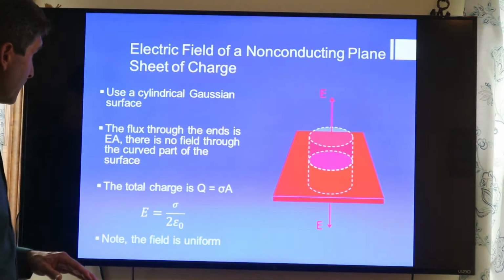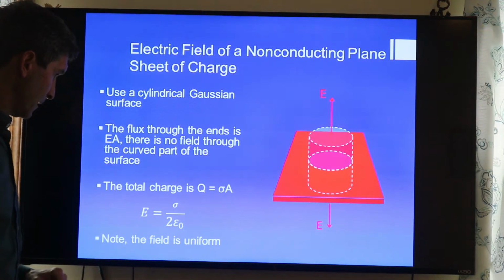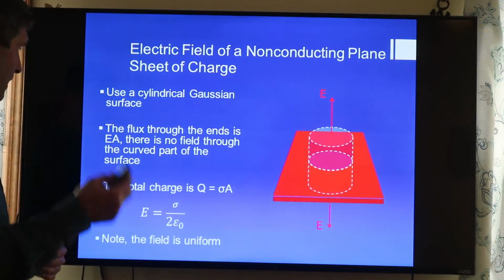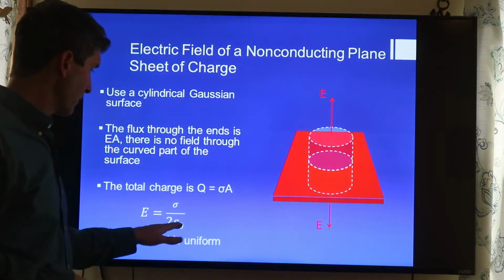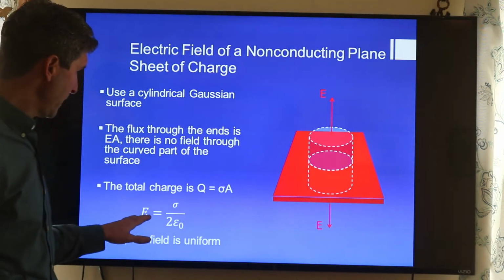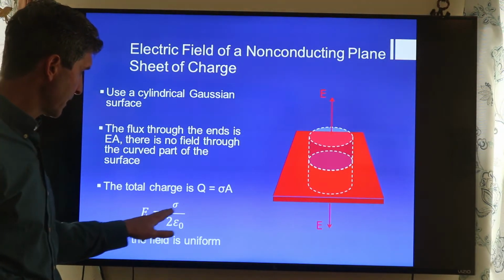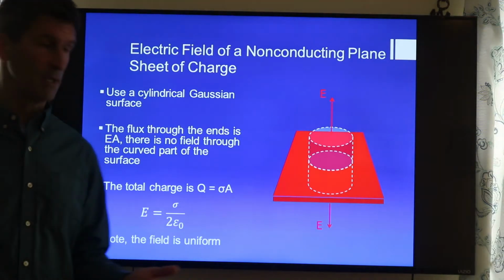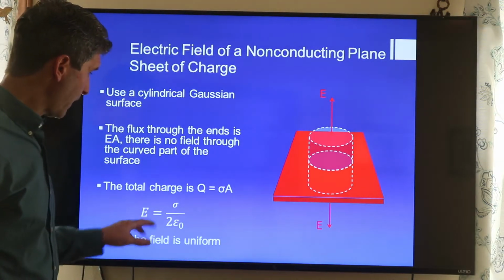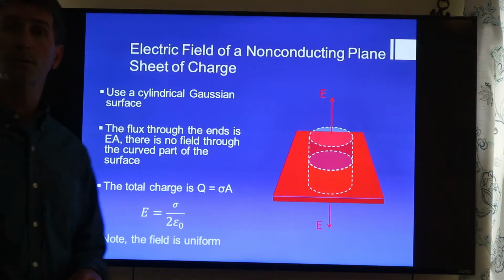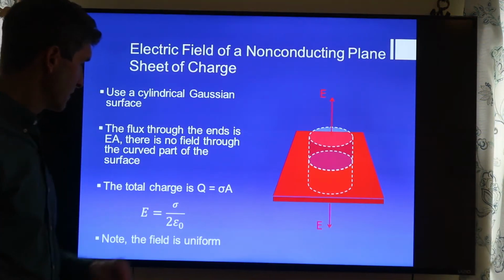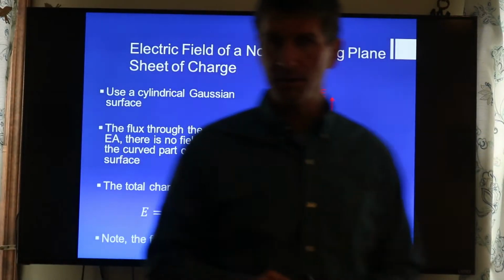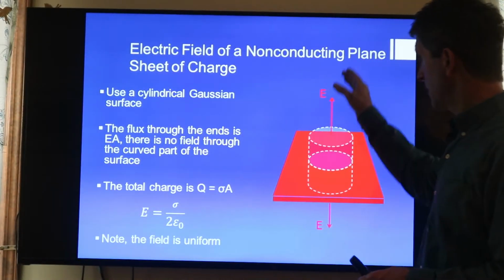Now, if we look at this and we calculate Gauss's law once again, E times A is going to be equal to Q over epsilon naught. But here, the surface area over here is going to cancel out with the surface area that was over here. It becomes even easier. And our final result is that the electric field is equal to sigma divided by 2 epsilon 0. This means that the electric field is unchanged.